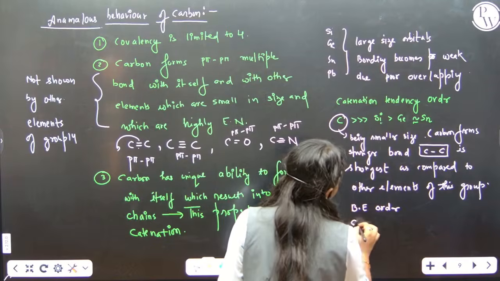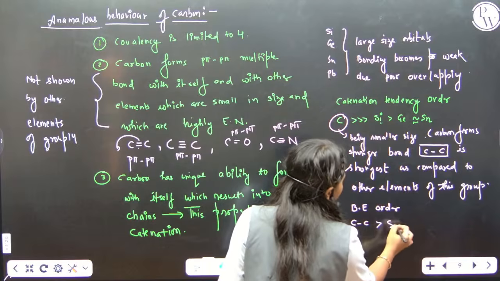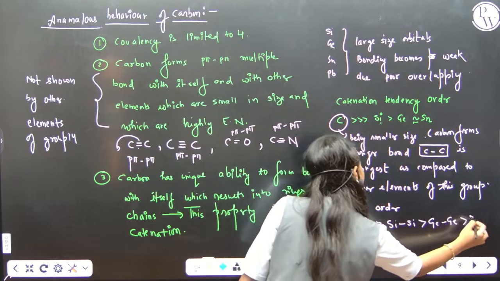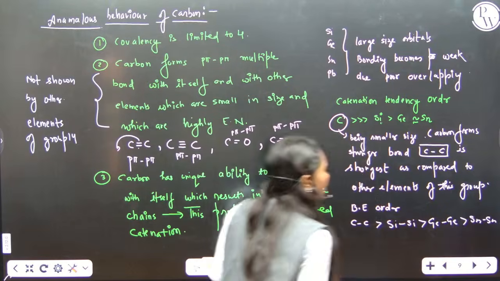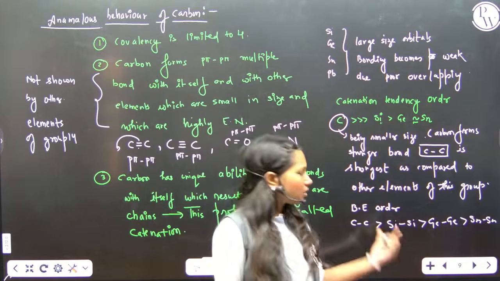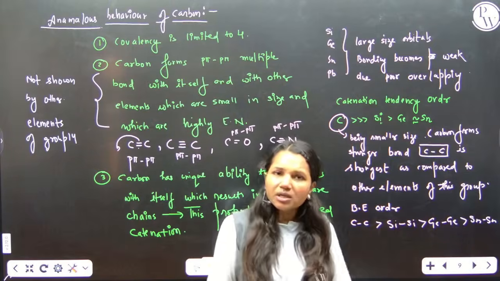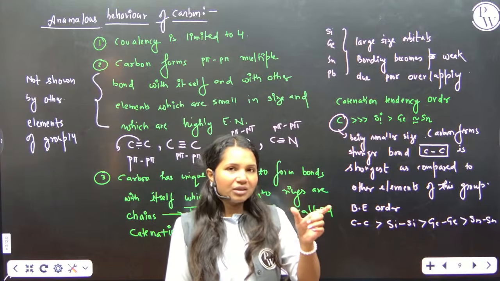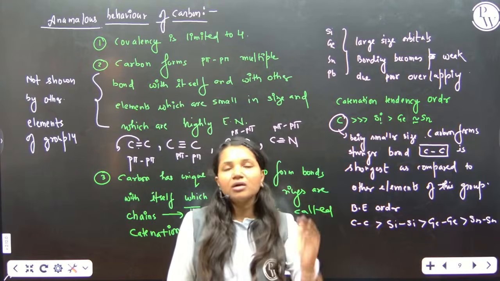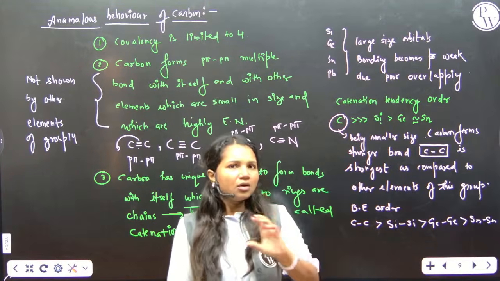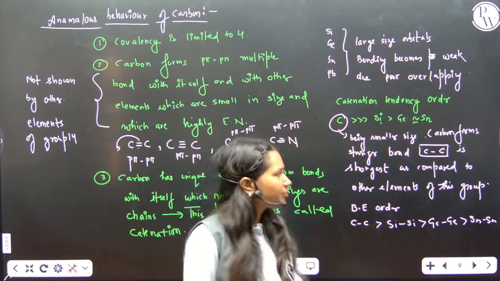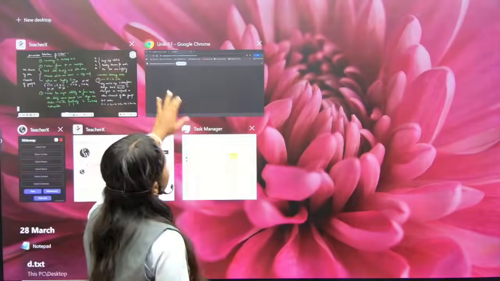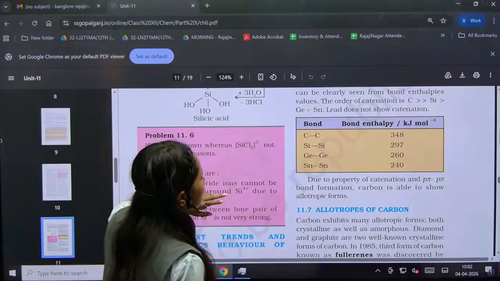Correct. Carbon-carbon, silicon-silicon, germanium-germanium, tin-tin. You do not need to remember the bond energy values, just the order, because what they have mentioned there is the general order, who is more and who is less. No need to remember the values. Okay, so this is the anomalous behavior shown by carbon.